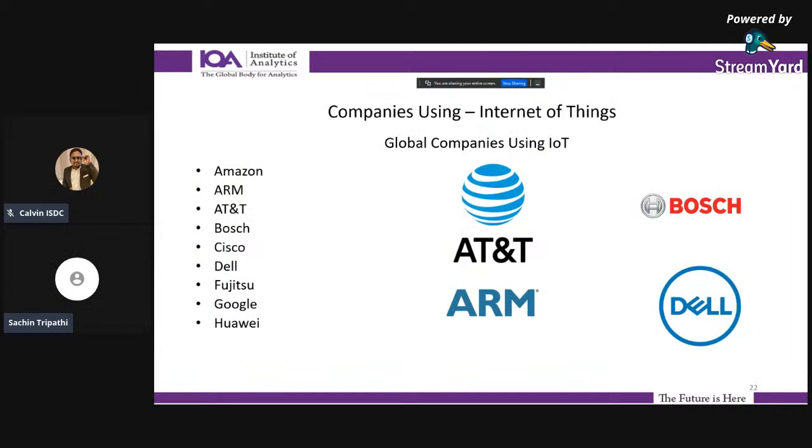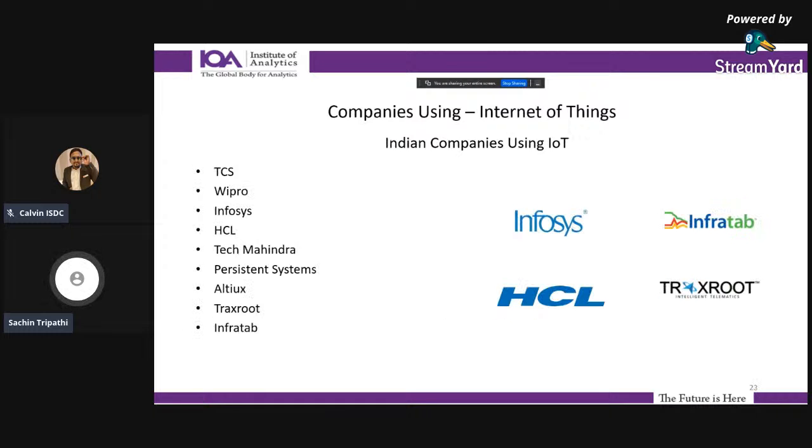Okay. Then these are the companies. Specifically in the telecommunications area, we have got AT&T, Dell, Fujitsu, Huawei, you must have heard about all these terms. Bosch, okay, sensor devices. Then we've got HCL, we have got Infratab, Altwix, Traxroot, Persistent Systems, Tech Mahindra is another company.